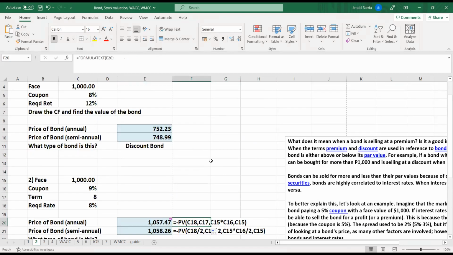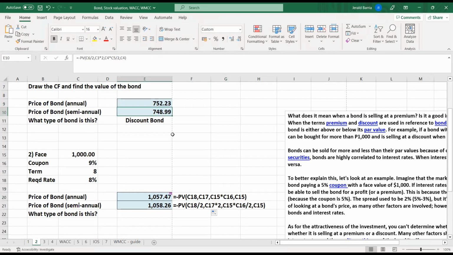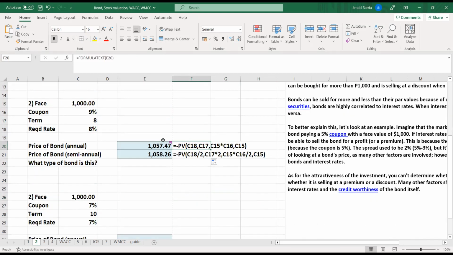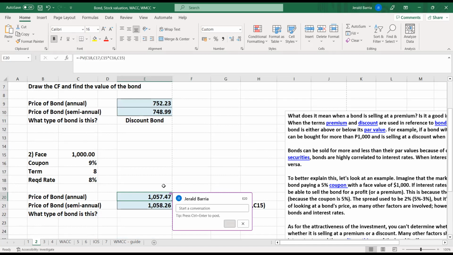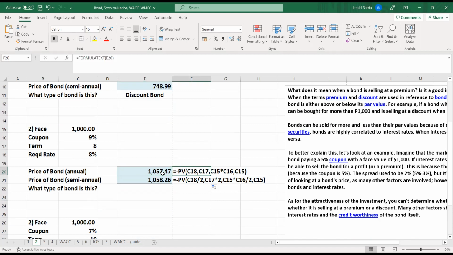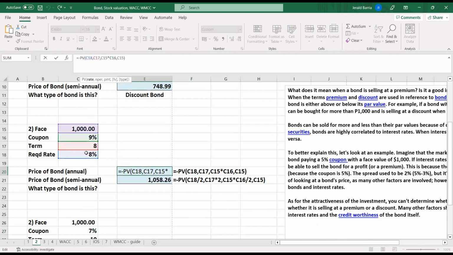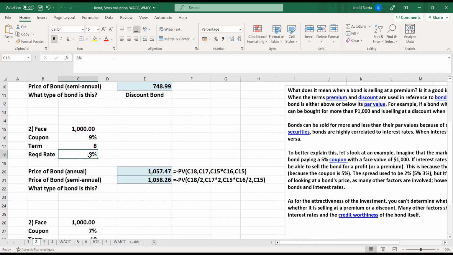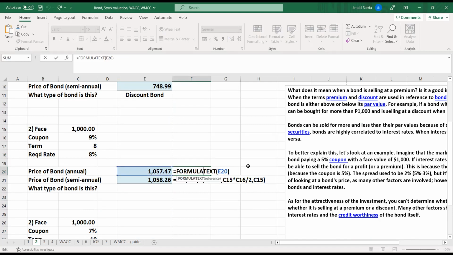I just did the same thing as last time, except that I changed it. Can you go through the syntax, Gerald? What is C18? C18 is the required rate. That's the rate. Then go to the formula itself, to C18 in the formula.